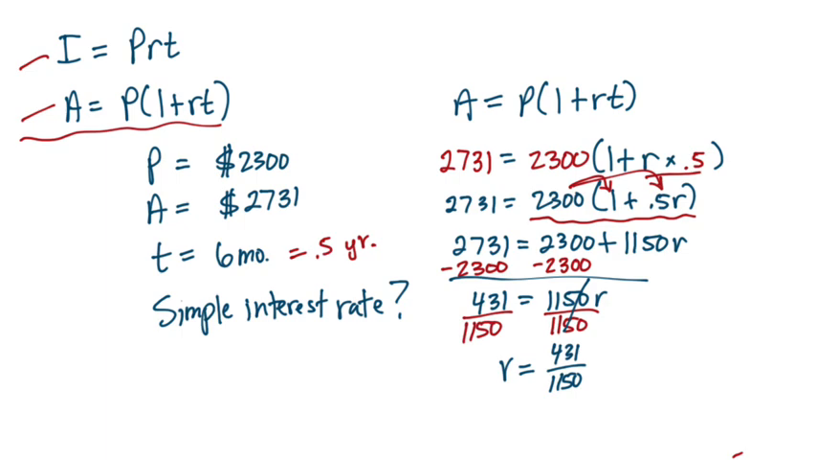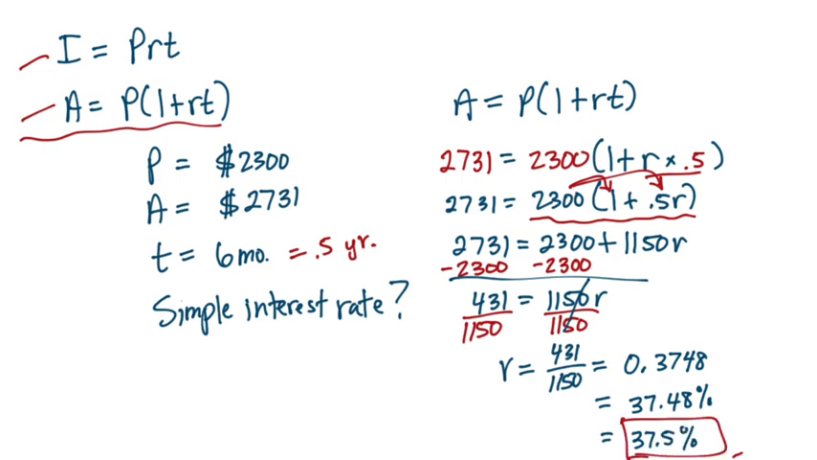You can divide that on your calculator because we need to write this as a percent. This is an interest rate. And so I would usually go 4 or 5 decimal places. And now we need to write it as a percent, so we'll move that decimal 2 to the right. Get 37.48%. Now they said to round to the nearest tenth of a percent, so this will be 37.5%.